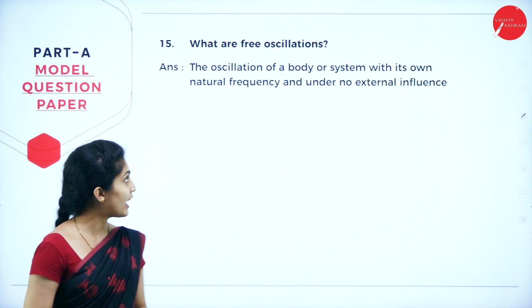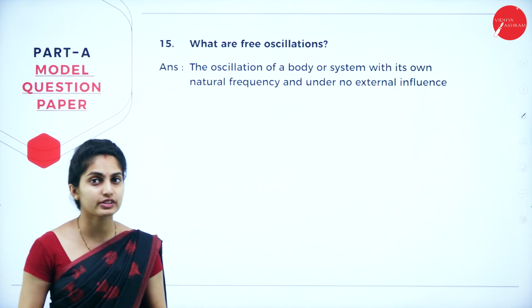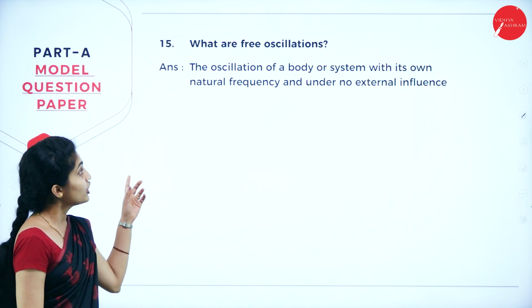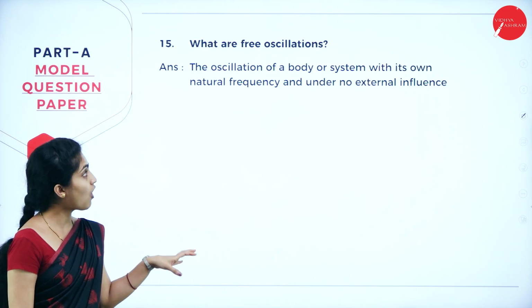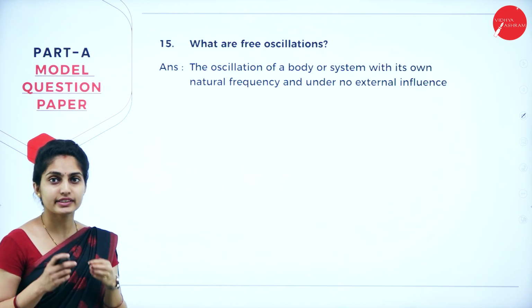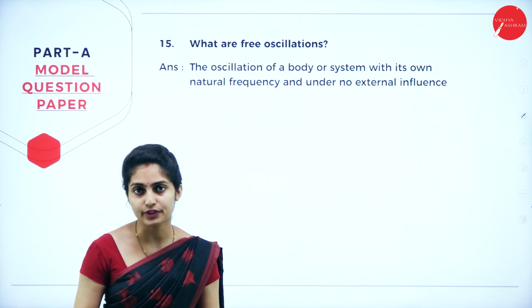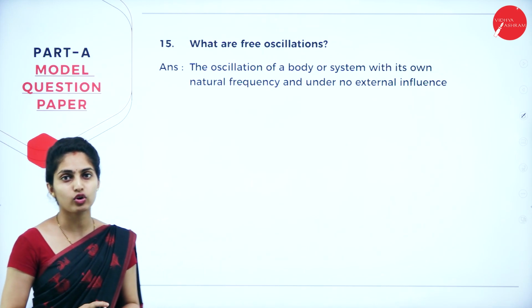And next we have, what are free oscillations? So this is from the chapter Oscillation, and it is told that it is the oscillation of a body or a system at its own natural frequency, when there is no influence of any external forces on the object. So that is known as free oscillation.